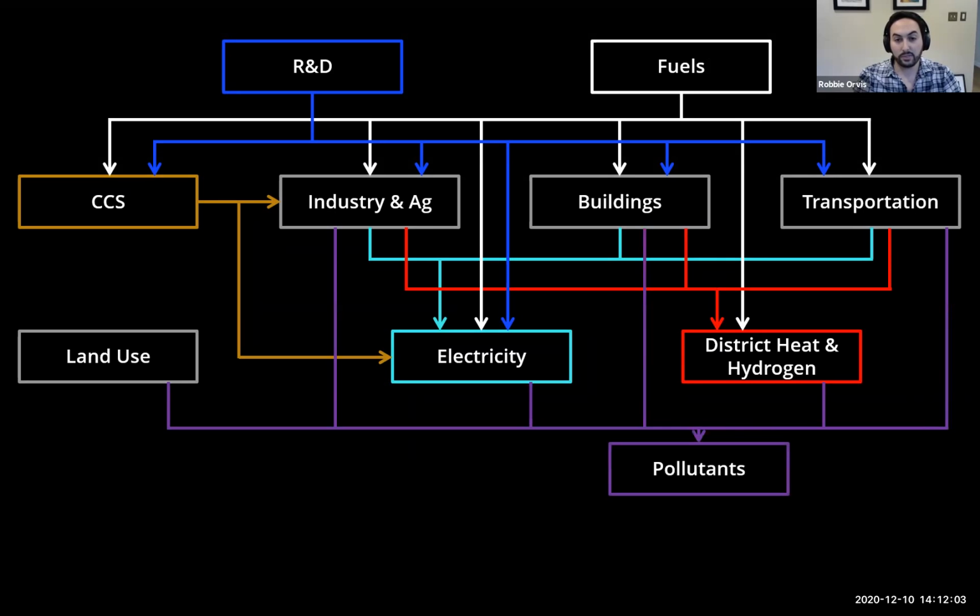There's lots of different outputs from the model, but one of the major ones is pollutants. The model has 12 different pollutants: 4 greenhouse gases, including CO2, methane, N2O, and F gases; 4 types of particulates, PM2.5, PM10, black carbon, and organic carbon; and 4 aerosols, SOx, NOx, VOCs, and carbon monoxide.